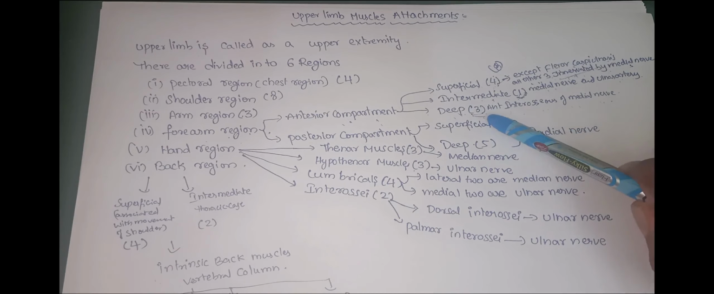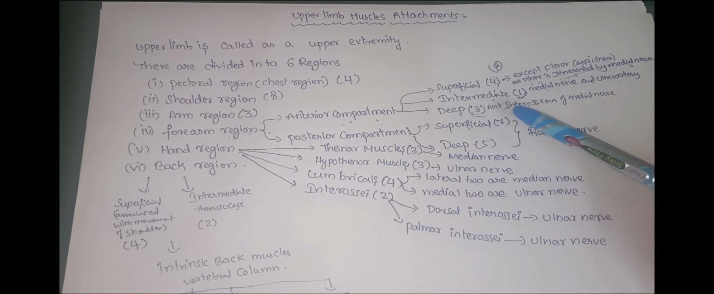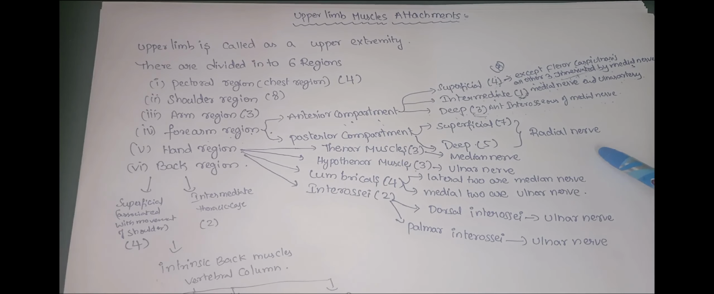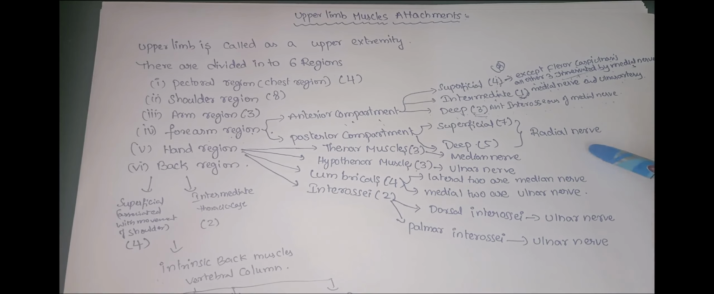So all the posterior compartment muscles are innervated by the radial nerve only. Okay, only the radial nerve. 7 plus 5, total 12 muscles are innervated by the radial nerve.